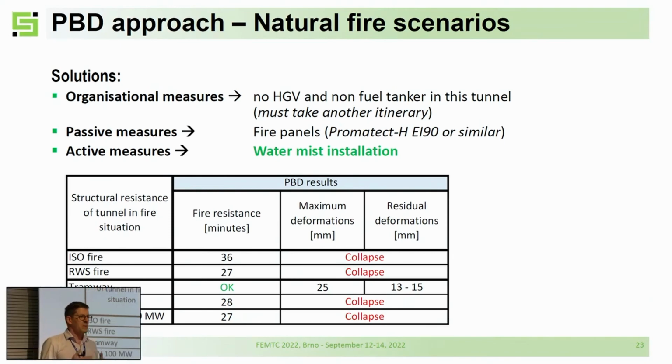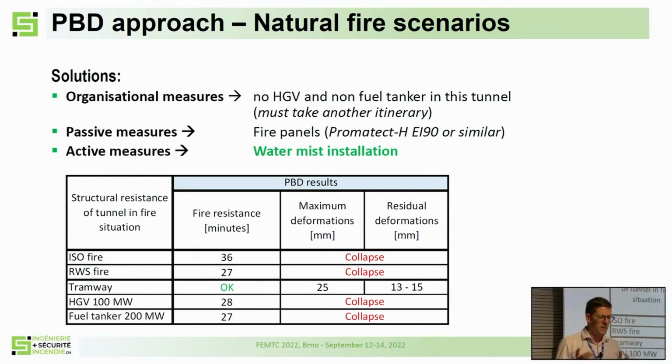So what are the solutions to cope with this situation? One of the solutions was to restrict the traffic and to have no heavy goods vehicles and no fuel tankers in this tunnel, so they must take another itinerary. We can have passive measures: we can put fire panels on the concrete. And active measures: we thought one good solution could be a water mist installation.